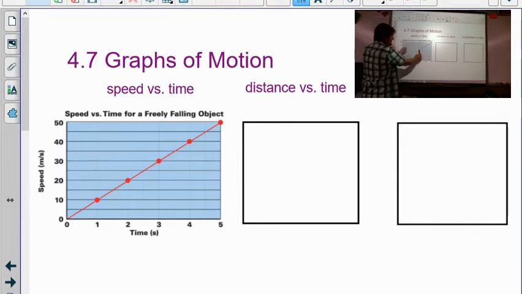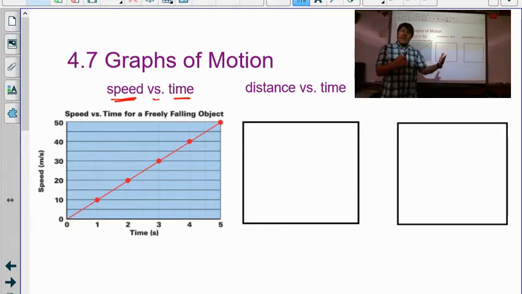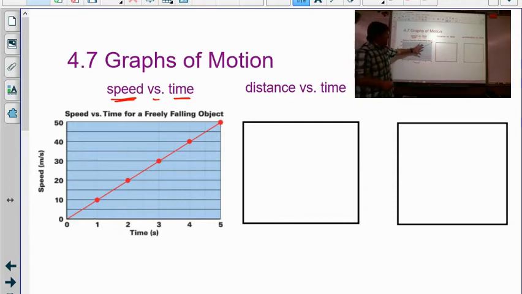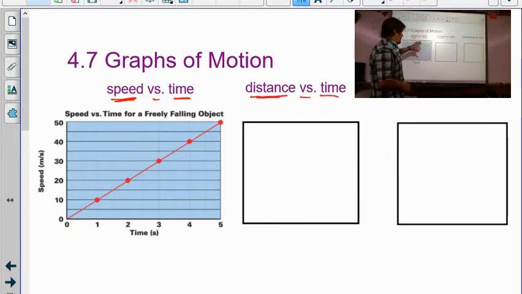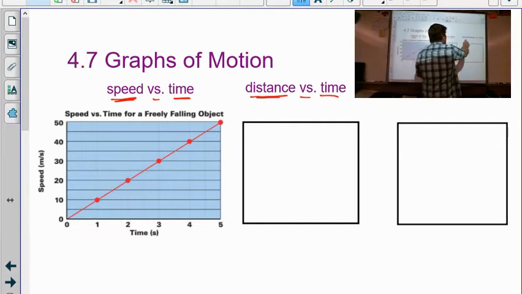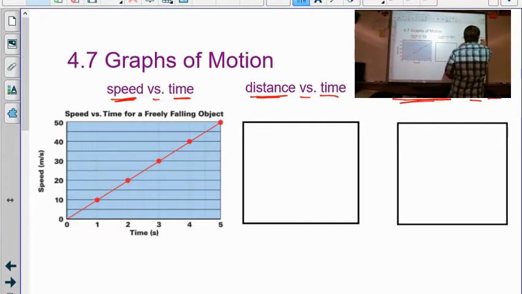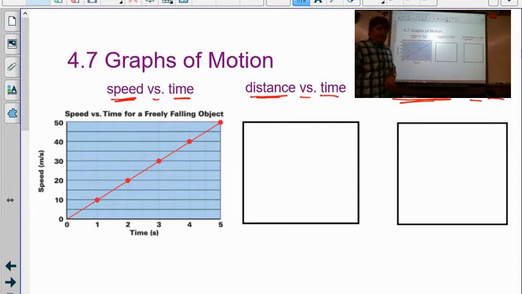This graph right here is my speed versus time. So how fast something is going over time. And if I look at that graph, I want to say, well, how will distance versus time look? And then from this graph, how will acceleration versus time look?